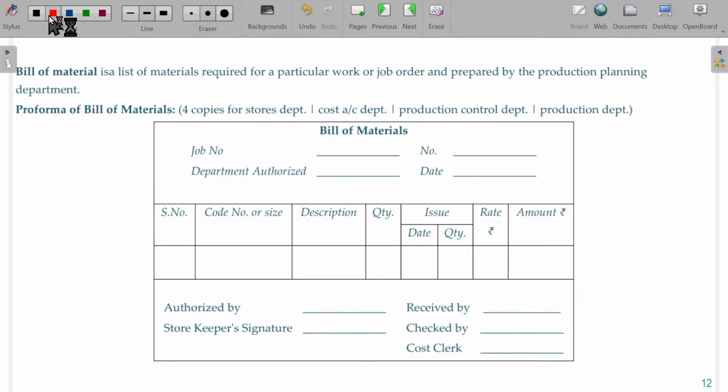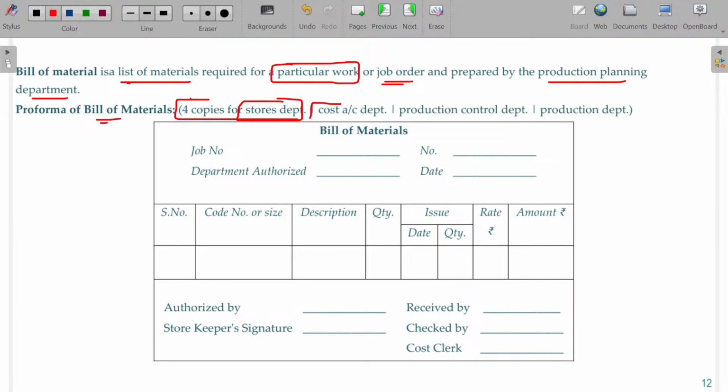So, bill of material is a list of materials required for a particular work or job order, prepared by the production planning department and handed over to the production department in charge. Now he has the right to procure the required raw material as per this BOM. In the pro forma of the bill of material, usually you will have four copies. One is for the stores department, another for the costing department, another for the production control department, and finally the production department. It will be sent to four departments.